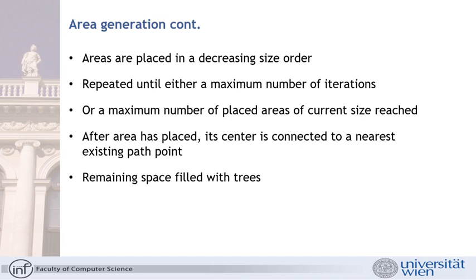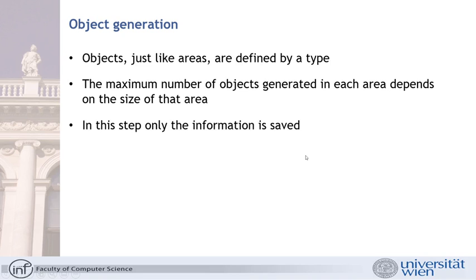After each area has been placed, its center is connected to the nearest existing path point using the same algorithm previously described. After all areas have been placed, the remaining space not already occupied by an area is filled with trees, which we will see later in pictures. The object generation uses the areas generated in the previous step; objects are generated within them using the same random space filling algorithm as in the previous steps.